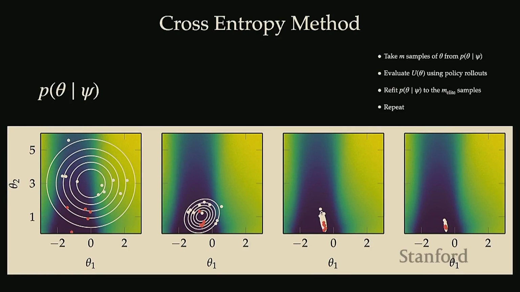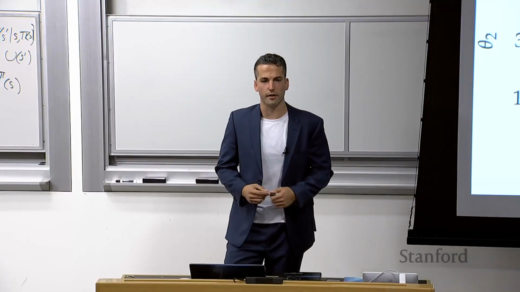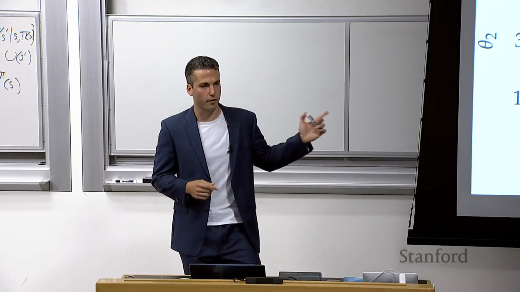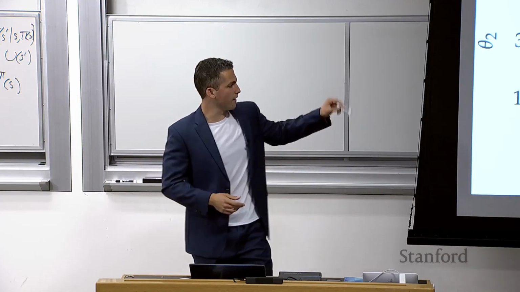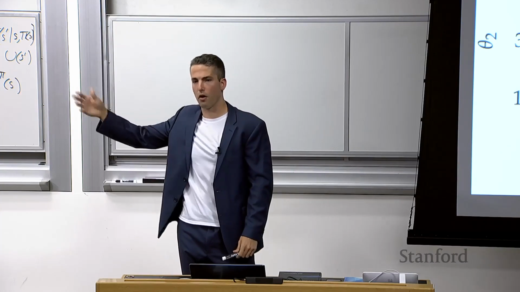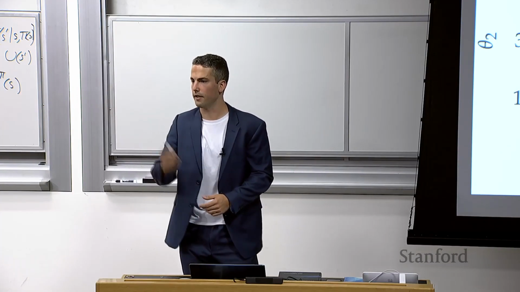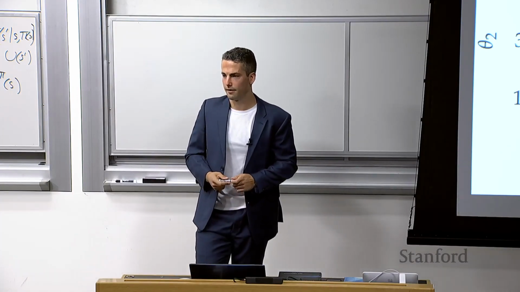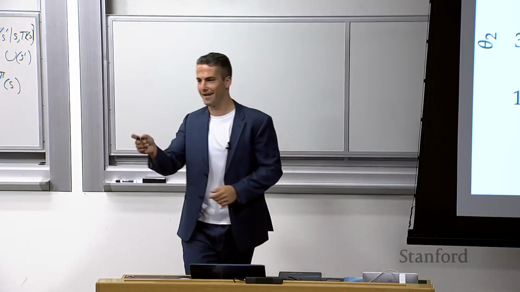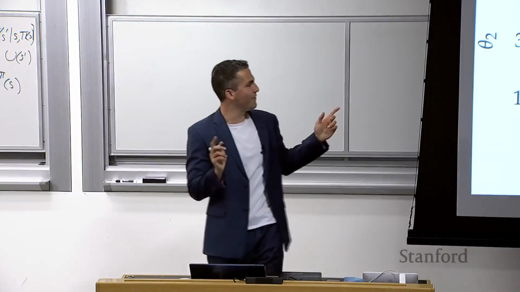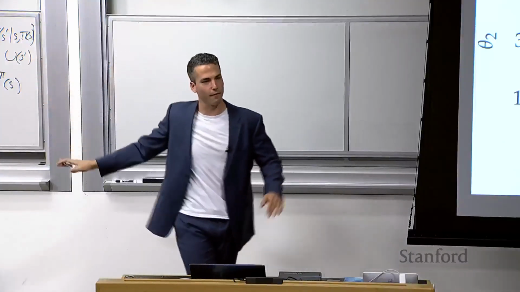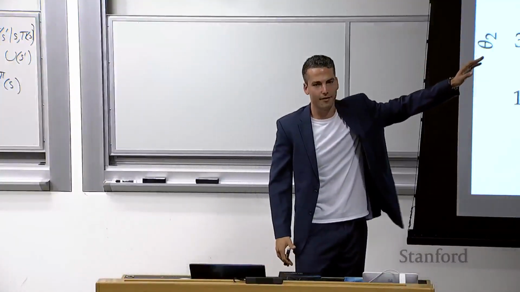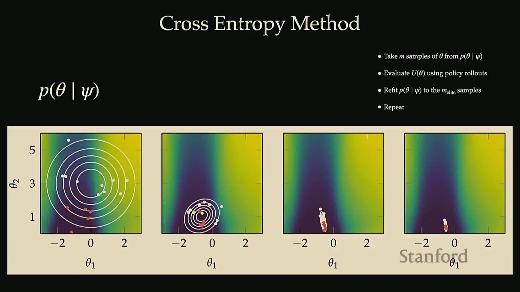Question: do you do one rollout per point, or do you do M rollouts per point? Good question. The question was, do you do one rollout for each candidate point, or do you do M rollouts? So you do M rollouts. For every single point that you have, you're doing M policy rollouts. And that's a different M than the number of points that you're sampling. So we do have two M's here. The M that I wrote up here for the policy rollouts is different from this M samples here. So I'm overloading the M there.